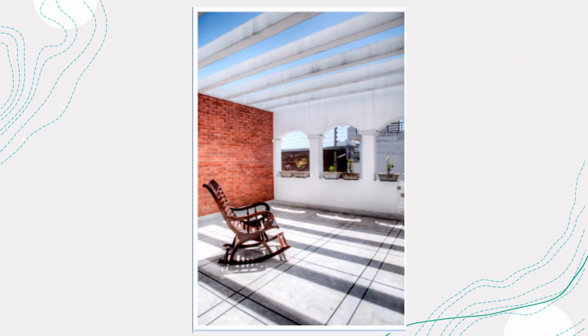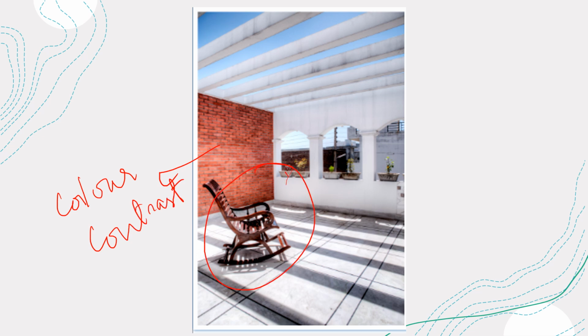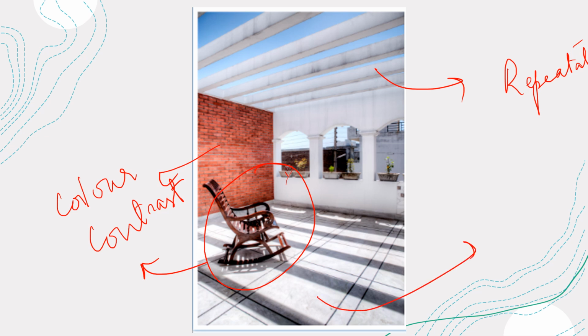Here I can see a color contrast on the wall. This chair also is an example of color contrast. Along with this, I can see repetition, and here I can find textures. The wall also has a kind of texture in it.